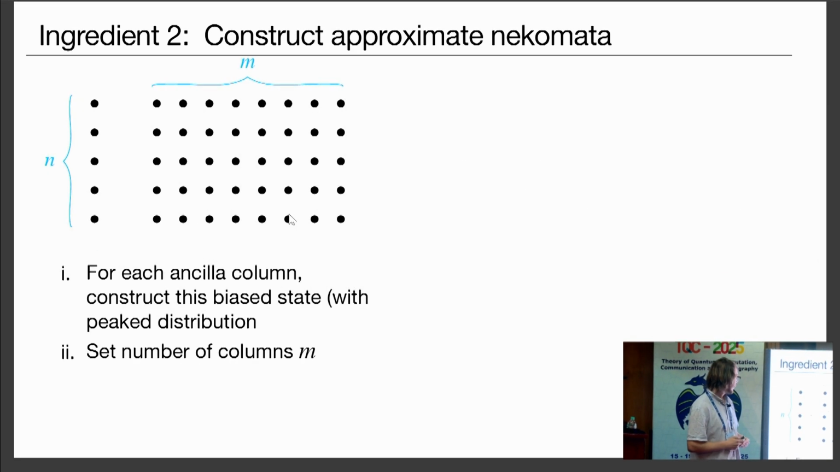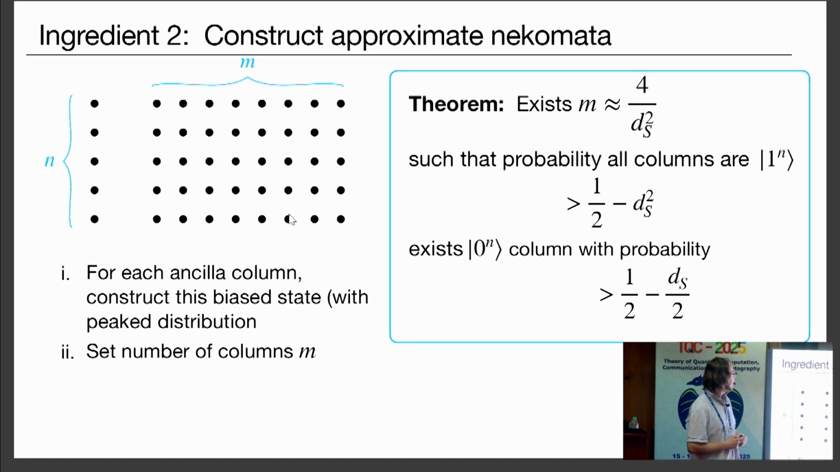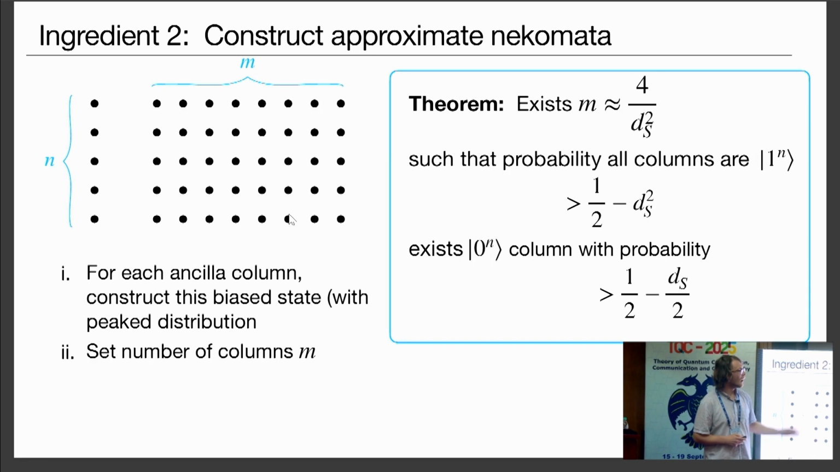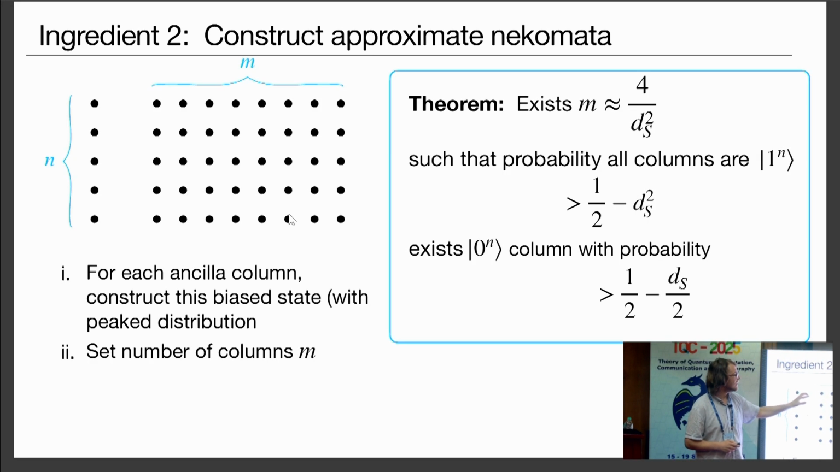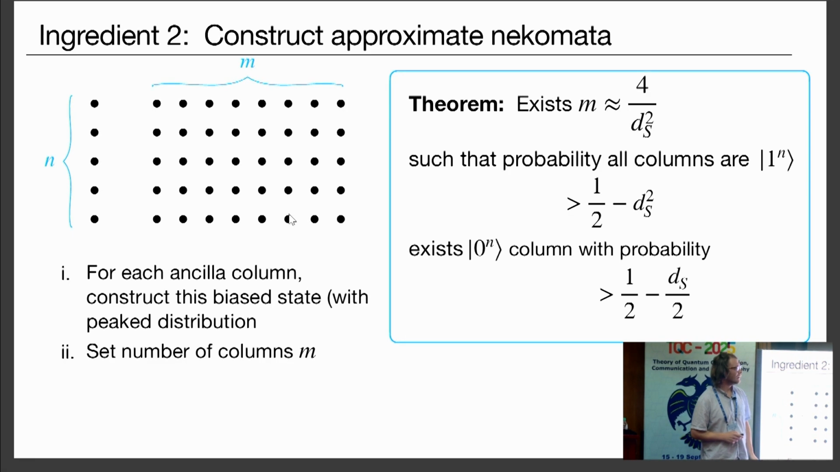Okay, just to recap how this construction works, we're going to start with our grid with the target qubits on the left here and the ancilla on the right. It turns out that if we pick the number of columns to be approximately 1 over some polynomial in the density, then every column will be all ones with probability very close to a half. And the probability that some column is all zeros is also very close to a half. And the approximation here is some function of the density, in particular, some polynomial in the density.